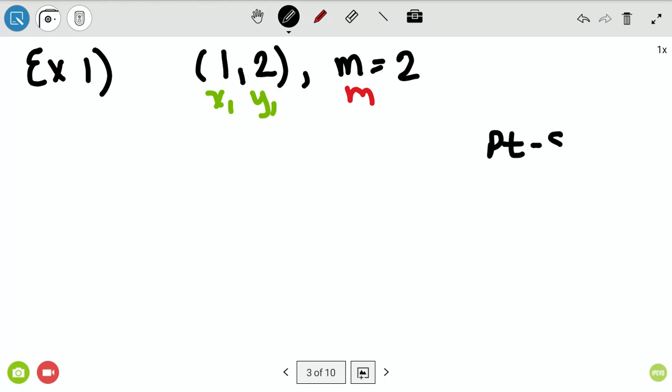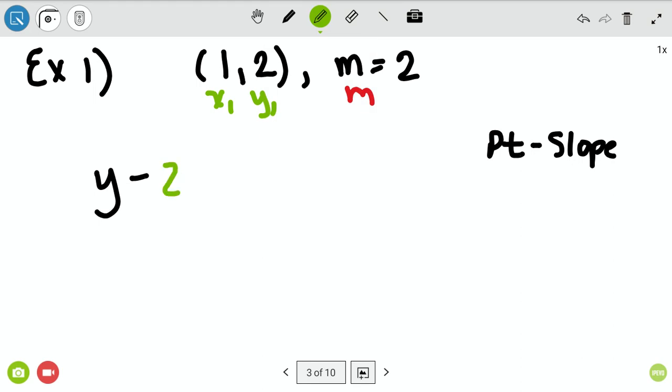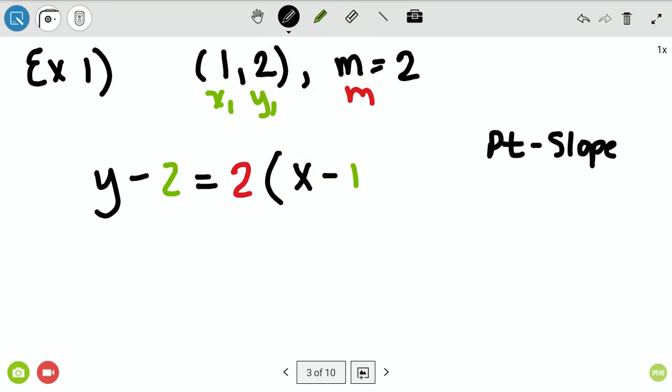Well, if we're asked to write it in point slope form and we're given a point and slope, you can't ask for anything much easier than that. So we've got our generic y minus our given y of 2. So it's generic y minus y1 equals our m, which is our slope, and in this case our m is 2. That's our given information. Bracket, generic x minus our x1, or our given x, which in this case is a 1.